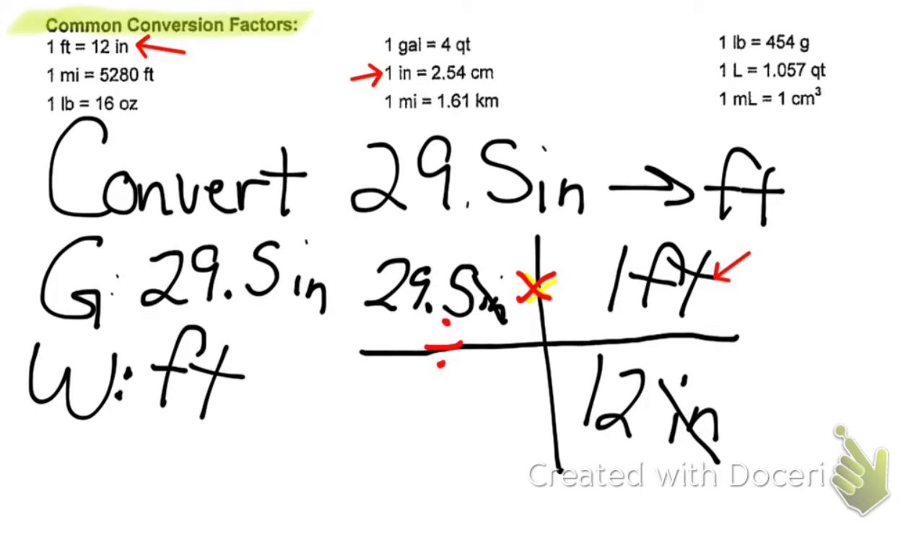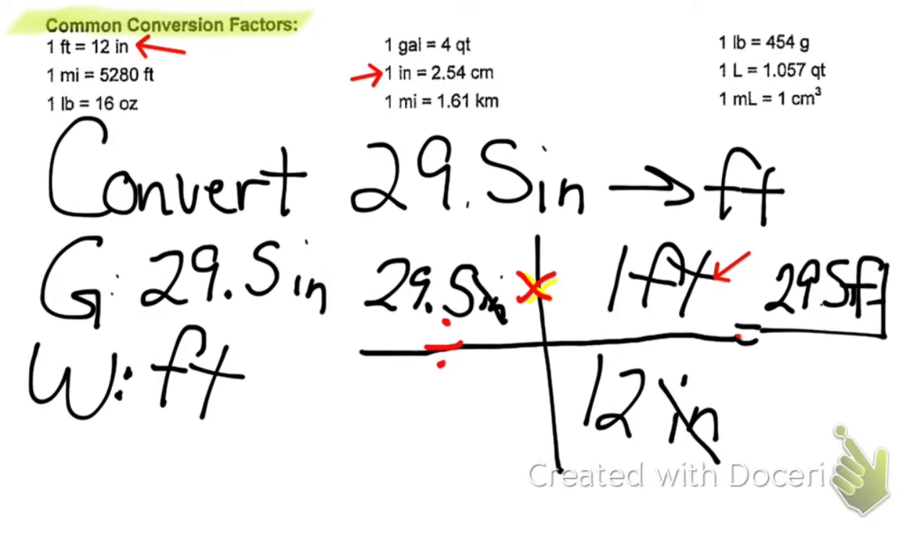So the vertical line is telling us we've got to multiply. So I'm going to have 25.5 times 1, 29.5. I should read my own handwriting. Times 1, which is just itself. So that's pretty easy. So on top we have 29.5 feet.